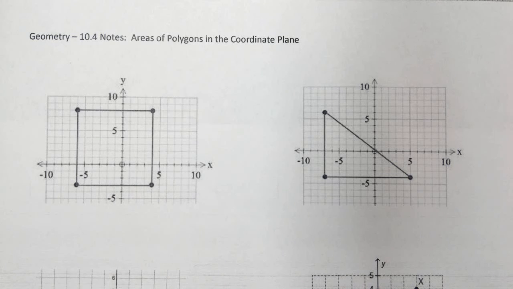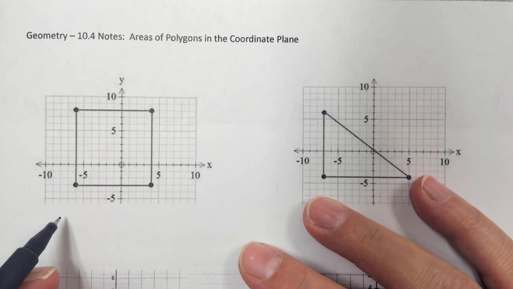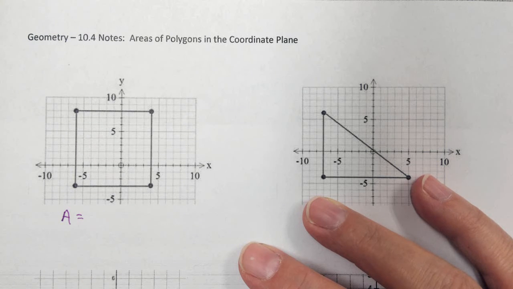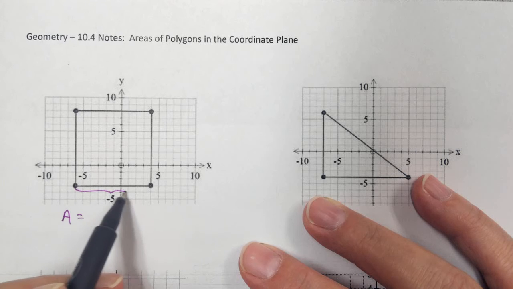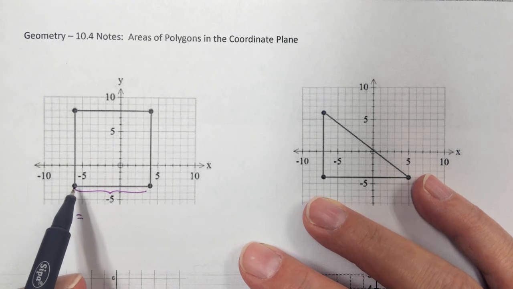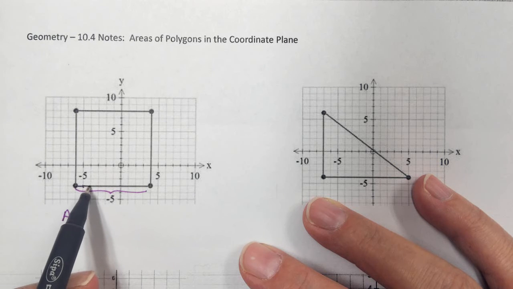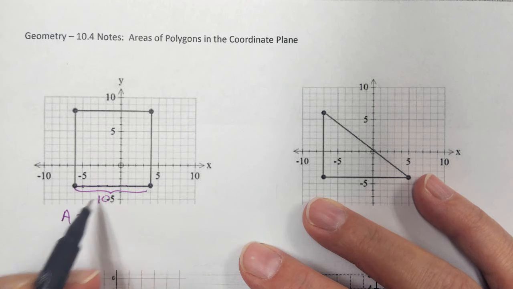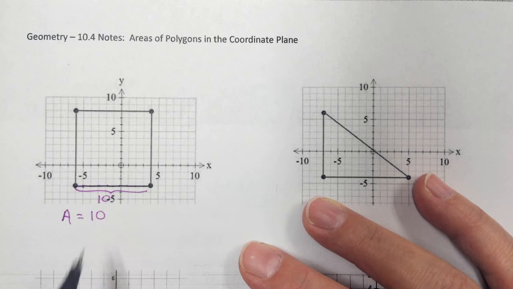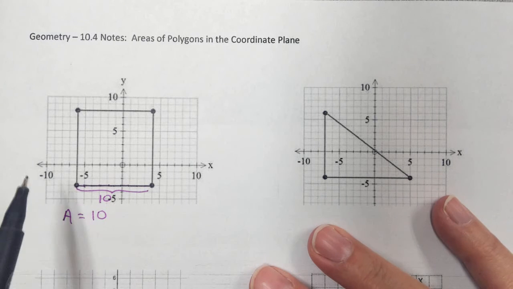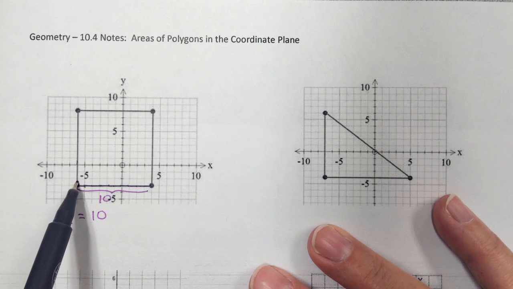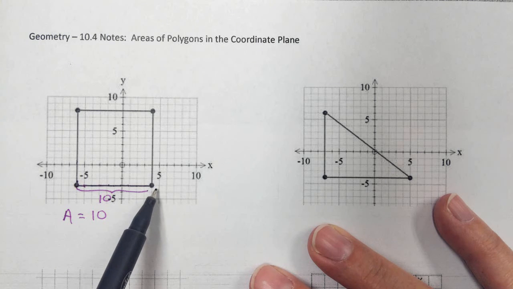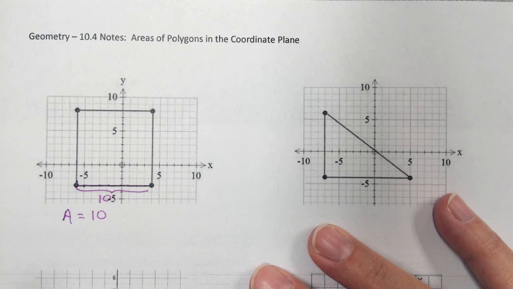This is a rectangle. And I know the area of a rectangle is base times height or length times width. So why don't I just find the lengths and the widths of the sides? So let's start with the bottom. We'll call that the base. It has a length of 1, 2, 3, 4, 5, 6, 7, 8, 9, 10. So it's 10 units wide. The base is 10. You could also find the distance between the x-coordinate of -6 and the x-coordinate of 4, and the distance between -6 and 4 is 10.